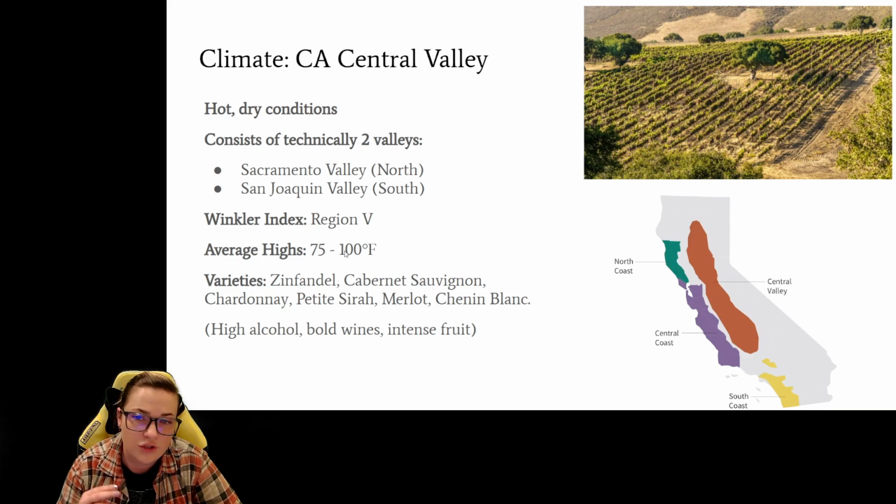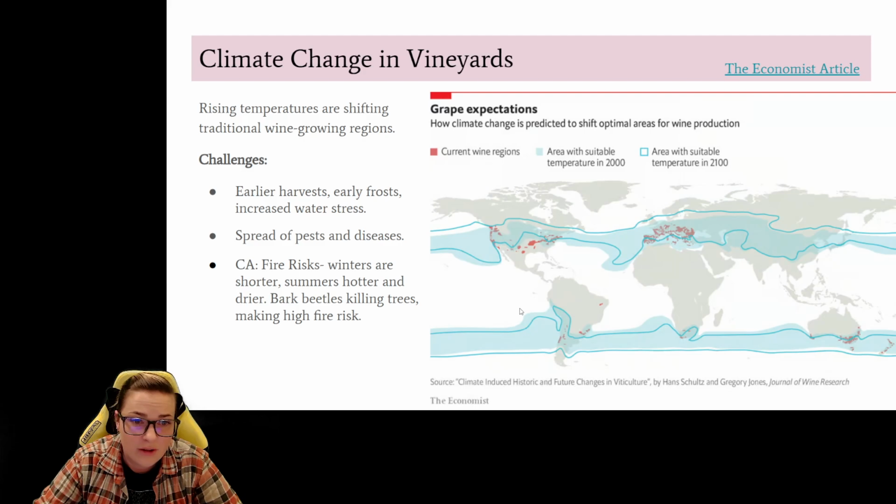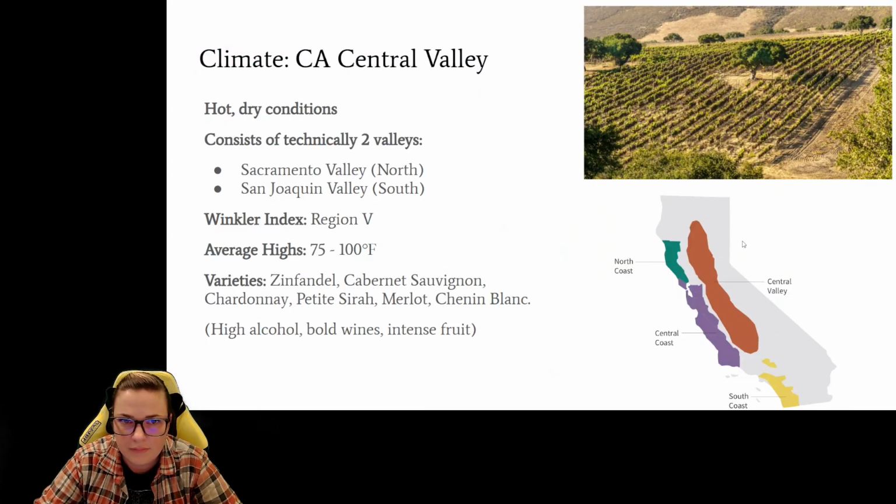So these are going to be, generally speaking, higher alcohol wines, bolder wines, and more intense fruit because of that, right? And it goes into that sunshine factor, right? Much more sunshine. California Central Valley is one of the most fertile soils in the United States. So things just grow really well there. We just need more water. Cool. So that will hopefully give you guys a good backstory onto just very general reasoning behind climate in viticulture.